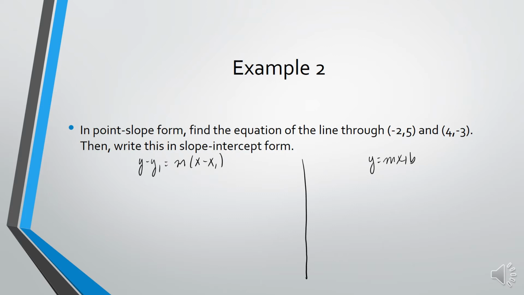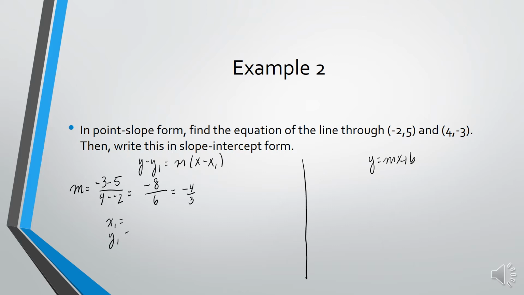So two parts here. First, for this point-slope form, we need a slope. The problem didn't give us a slope, so we need to find that out. So we'll use our equation that we know for slope. So y2 minus y1 over x2 minus x1. So -3 minus 5, that's -8. 4 minus a -2 is 6. So it looks like our slope is -4/3. So there's your m.